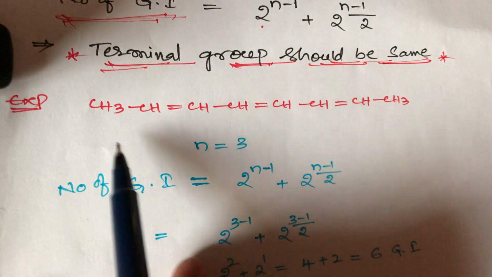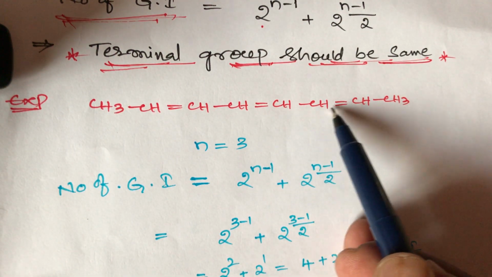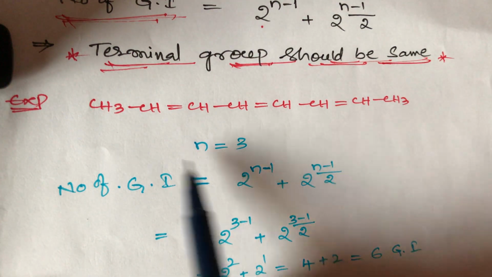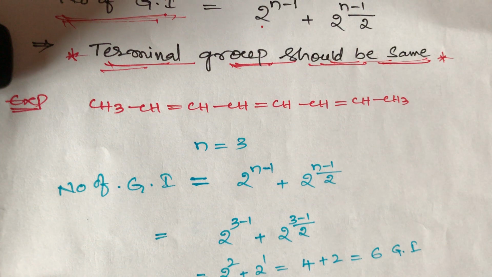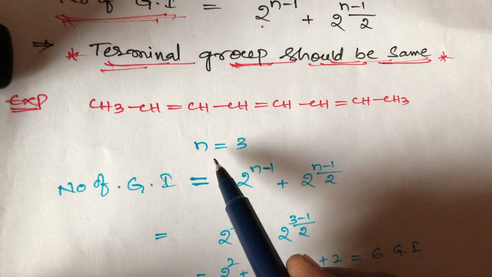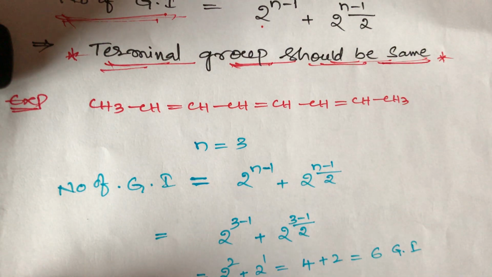This is the example: CH3, CH double bond, then CH single bond, CH double bond, then CH single bond, then CH double bond. Here the total number of carbons is 1, 2, 3, 4, 5, 6, 7, 8: eight carbons and 3 double bonds. So how many geometrical isomers are possible? First, what is the n value? 3. What does odd mean here? Odd means the number of double bonds, that is not the correct way.